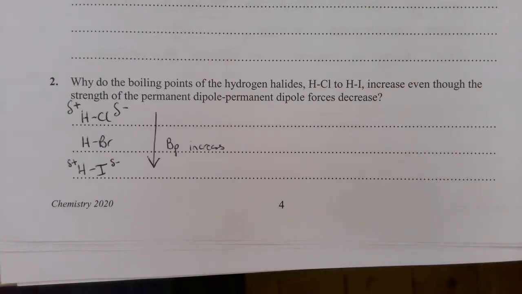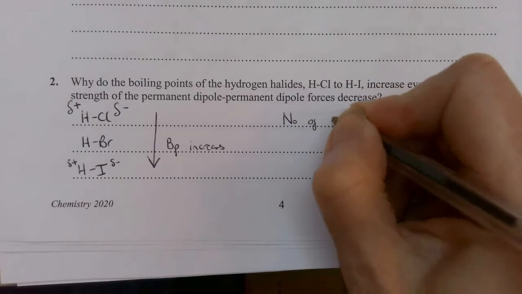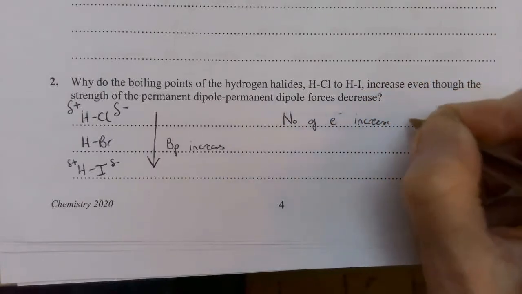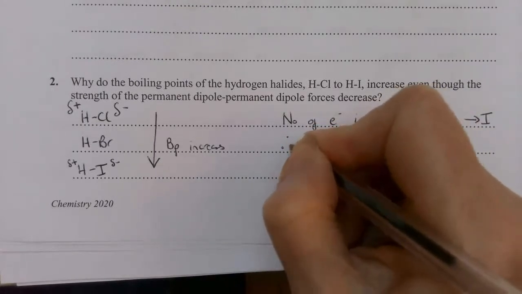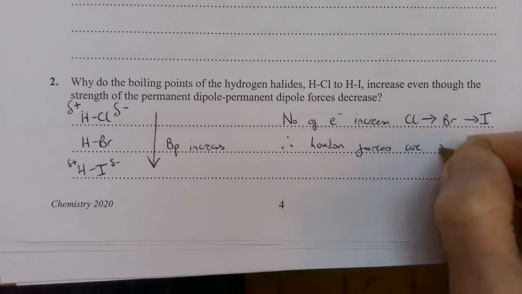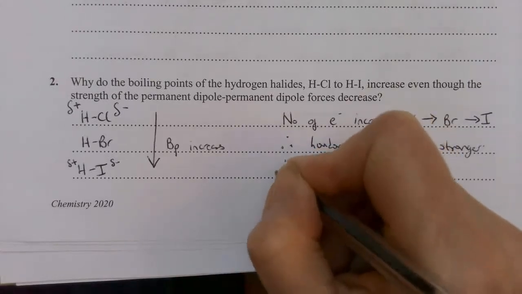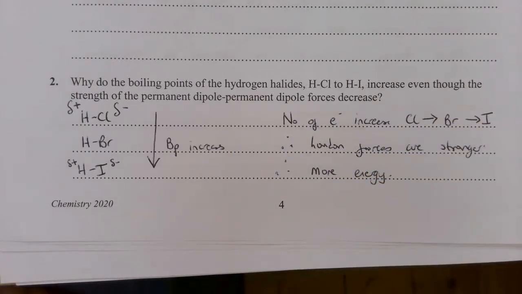And the reason for this is the same as going down the halogens themselves. The number of electrons is increasing. So as you go down the group, the number of electrons increases as you go from chloride to bromide to iodide. Therefore, the London forces are stronger. Therefore, more energy is required to separate them. So it's the same argument. So the increase in electron number is more than enough to offset the reduction in the permanent dipole.